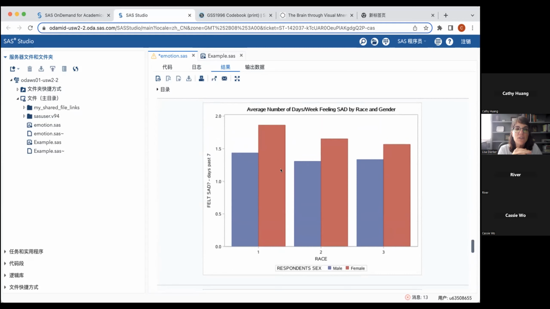Males, again, there's not much difference. It doesn't literally look like there's a strong racial difference, maybe with the exception that white women are a bit sadder on a few more days, a little bit more per week. Let's look at the next one.